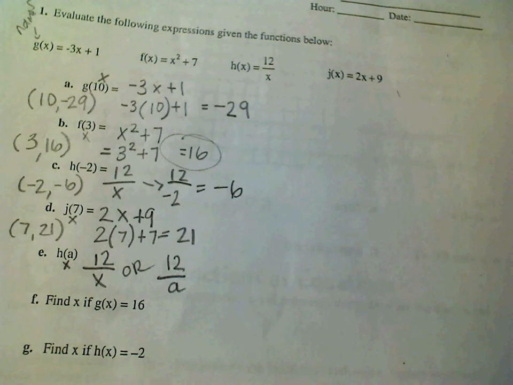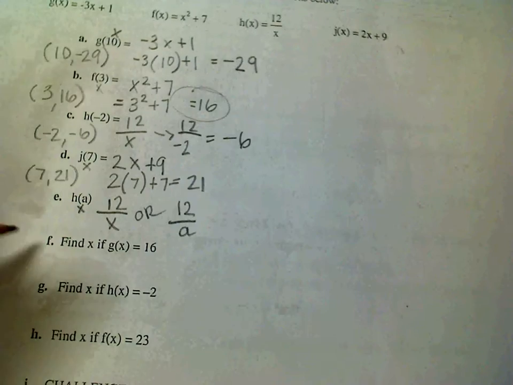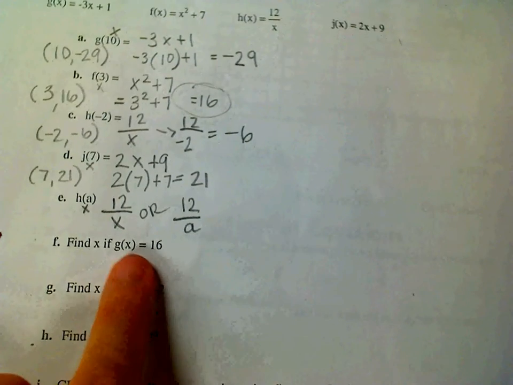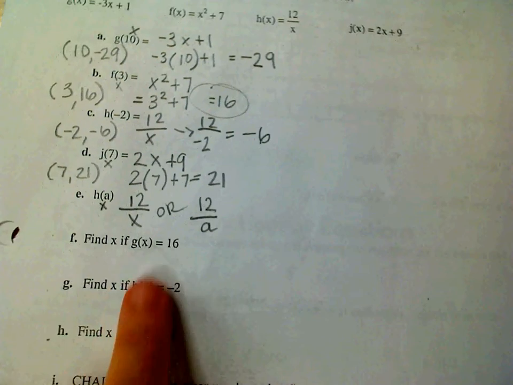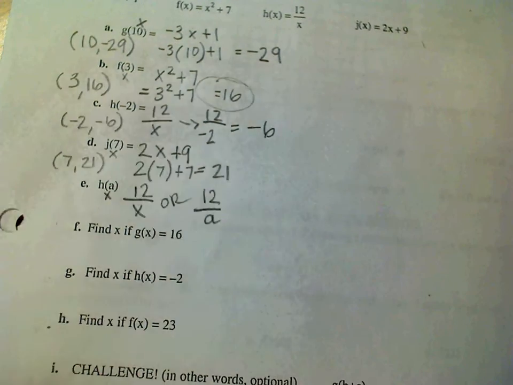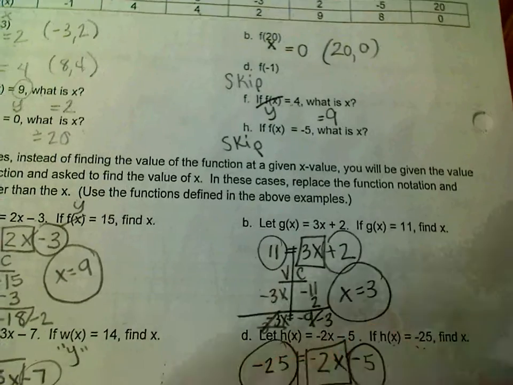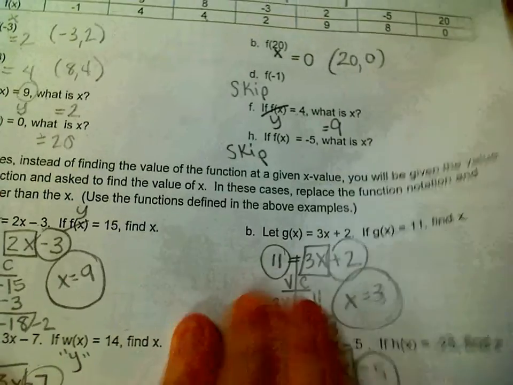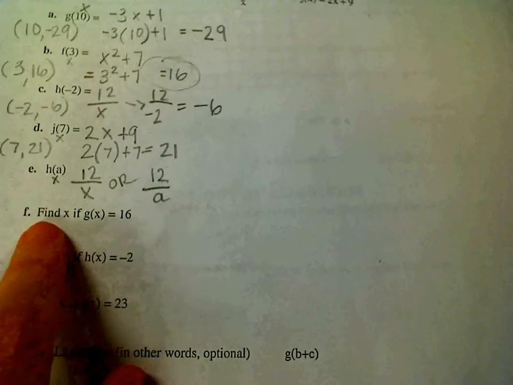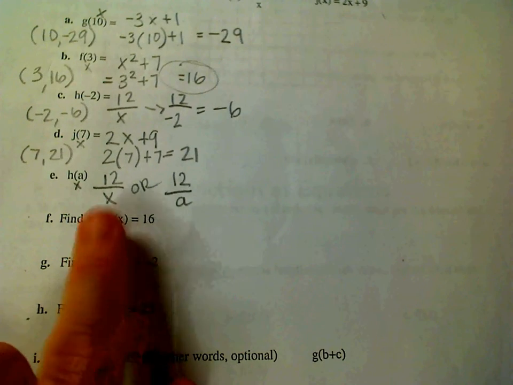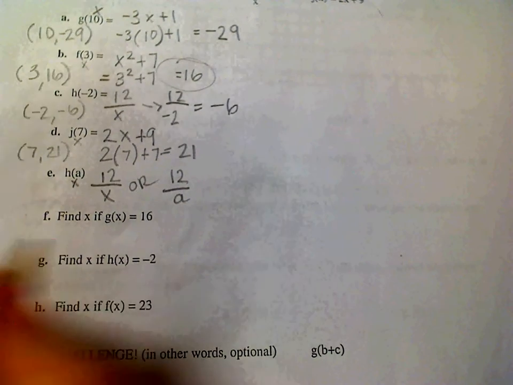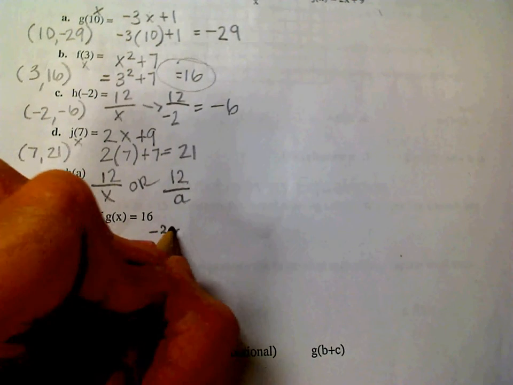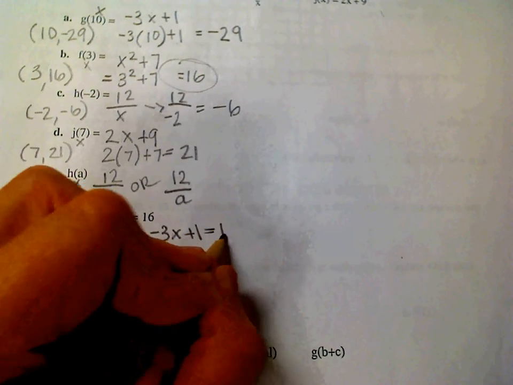And then f, g, and h. Notice that the number is not given for x. If the number's not given for x and it's not inside the parentheses, that means you need to do like what we did on the previous page and make it into an equation and solve for x. So find x if g of x equals 16. g of x was negative 3x plus 1, and that equals 16. So you just solve the equation like that. We'll do that over here.